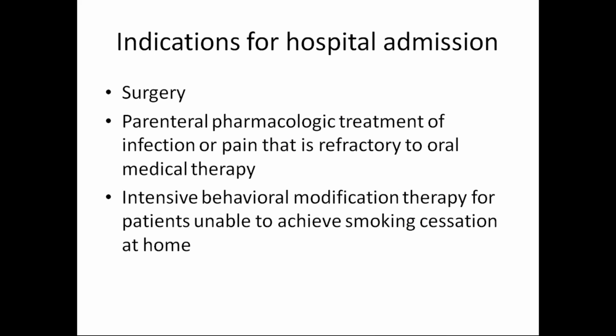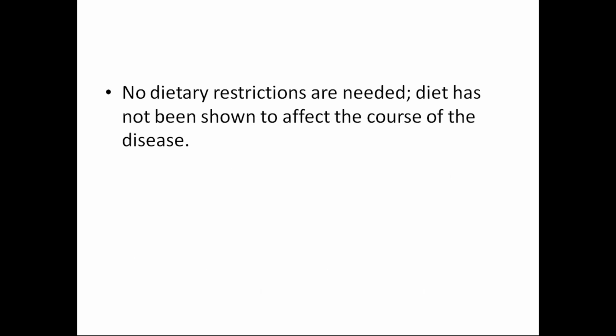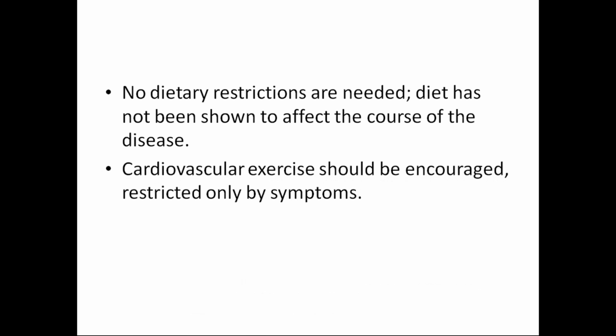Okay. Indications for hospital admission: surgery, severe pain requiring parenteral treatment, infection, gangrene, etc. Behavior modification therapy, for patients who are not able to achieve smoking cessation at home. So no dietary restrictions are needed. Exercises, graded cardiovascular exercises. This is mandatory for all these persons with Buerger's, because graded exercises will reduce the chance of amputations. Okay, vascularity of the limb will improve and reduce the chances of amputation or future cardio and neurological diseases.